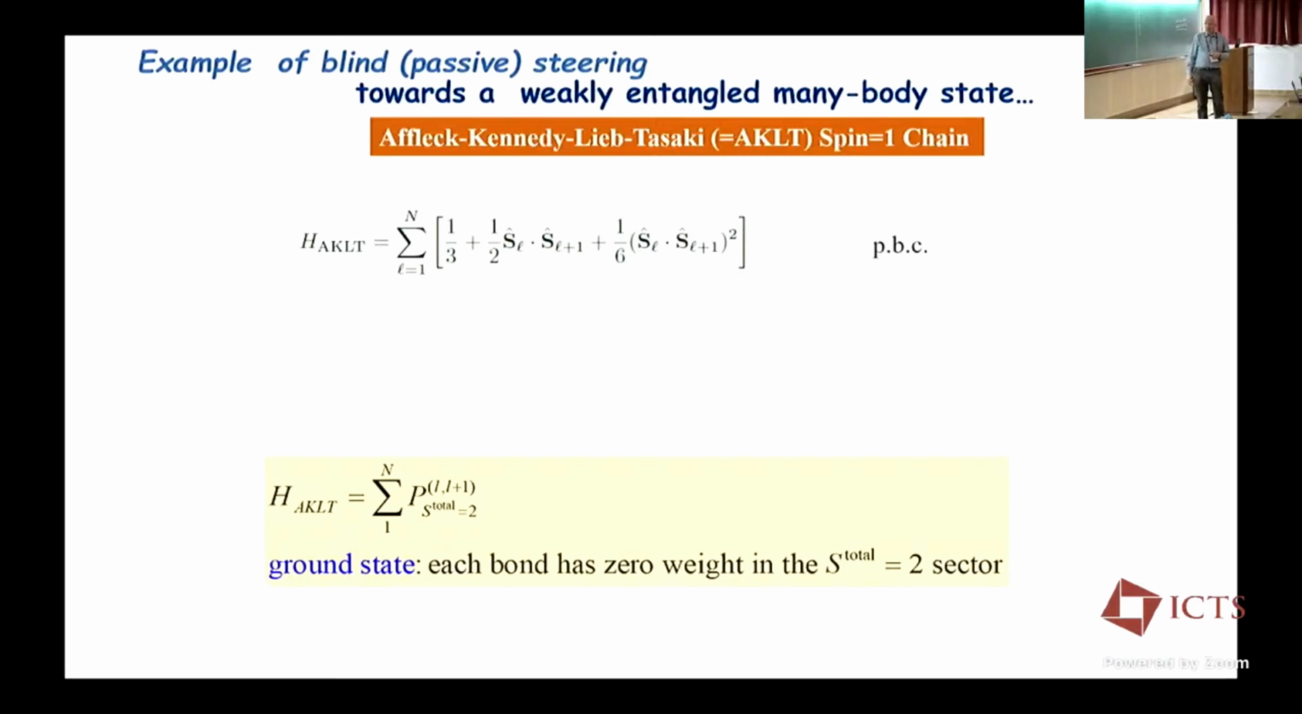Since each of these terms in the sum is non-negative, the ground state of the AKLT Hamiltonian must have 0 weight in the total pair spin equals 2. It can have weights only in the sector 1 and the sector 0. So that's the definition, or that's the construction, of the AKLT ground state.